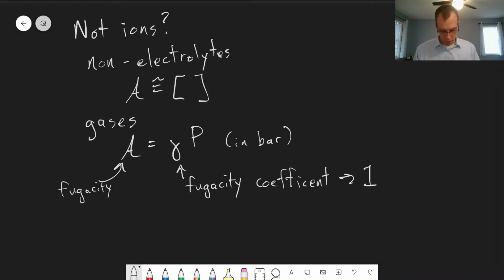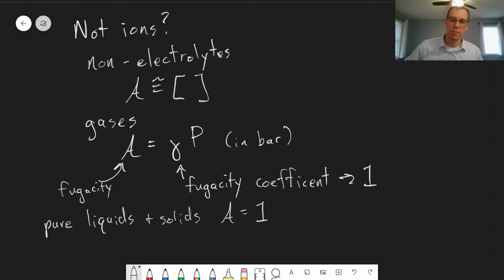And then for pure liquids and solids, the activity is equal to 1. And that's something we've already assumed for all of our equilibrium calculations. But you can show that for pure liquids and solids the activity coefficient, or the activity, I should say, is equal to 1. And so they're not going to show up in our equilibrium expressions, which you're already used to. So that is how we deal with anything that's not an electrolyte.